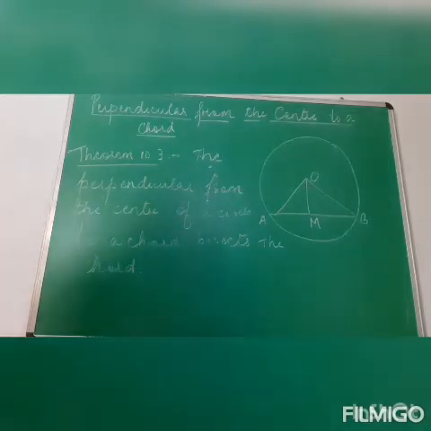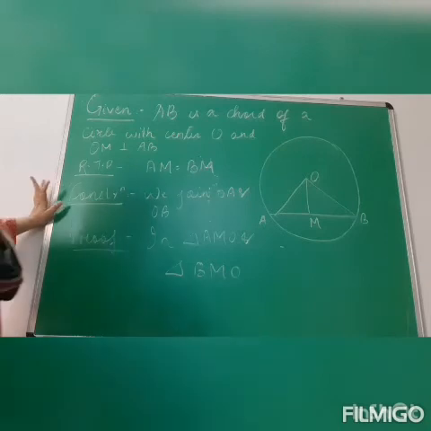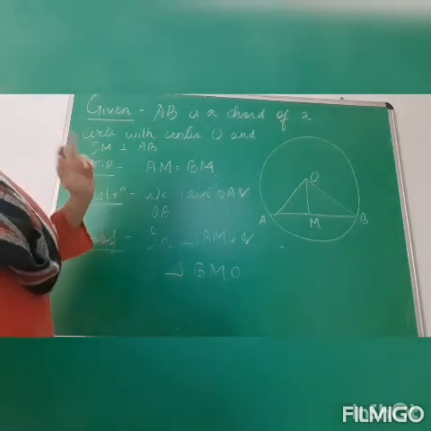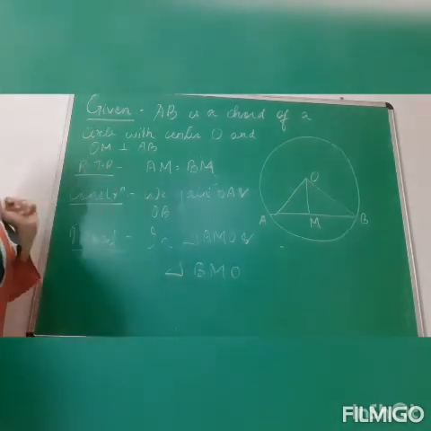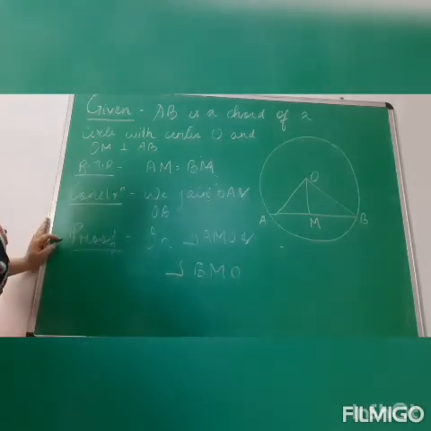Now for this, let us first write down the given. In the given, we write that AB is a chord of a circle with center O and OM is perpendicular to AB. Required to prove here is AM is equal to BM. Now we have done a small construction here. We will join OA and OB.